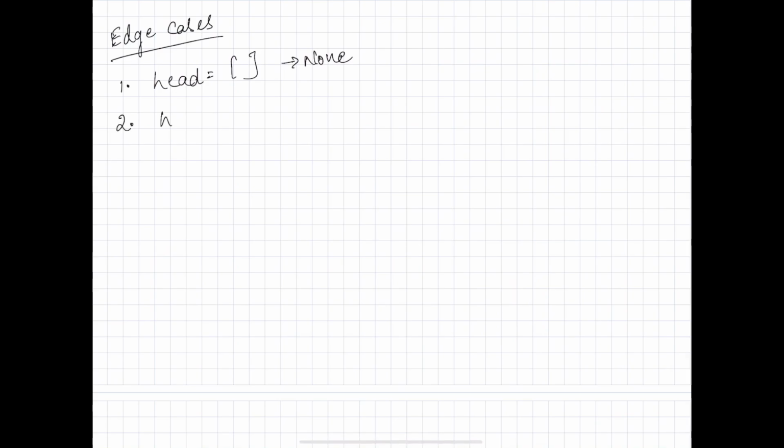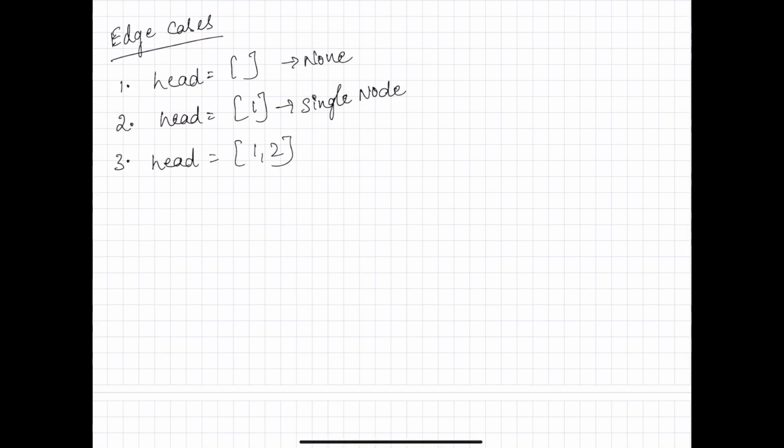Hi guys, let's start the explanation with the edge cases first. So what will be the edge cases for this scenario? There will be three types of edge cases. One is when head is equal to None. And the second one is when the head contains only a single node. Only a single node is present in the linked list. And the third case is when the head contains two nodes. Means there are two linked list nodes.